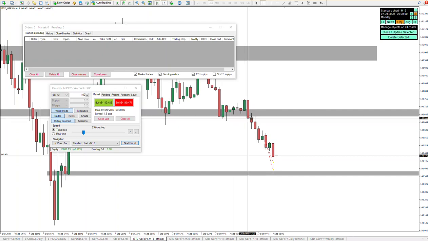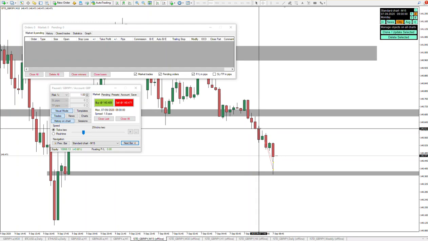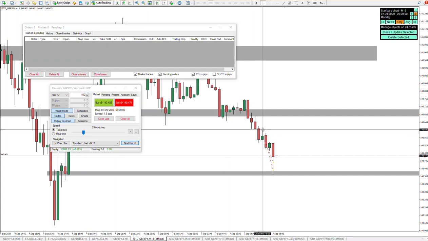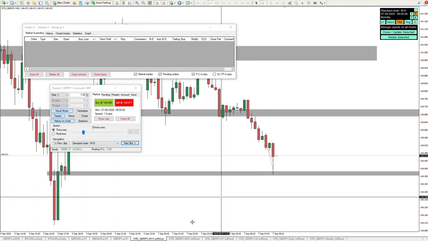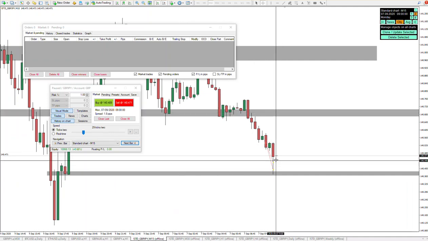waked up, rejected this zone, beautiful, then came down, didn't make a lower low. Next candle wicks up a little bit, then comes down. Yeah, I really feel this was the best entry. I should have taken that one. With a beautiful, really a beautiful risk reward.